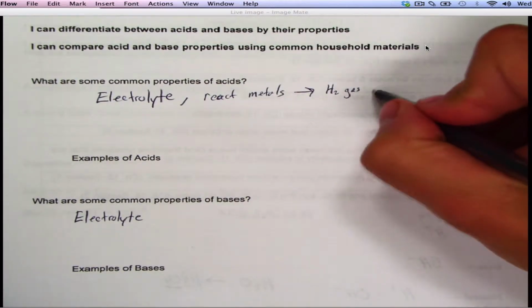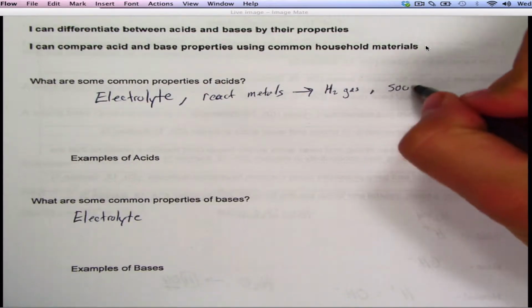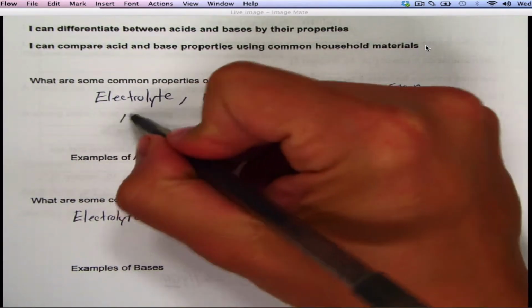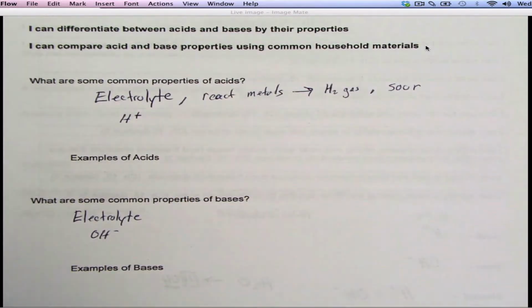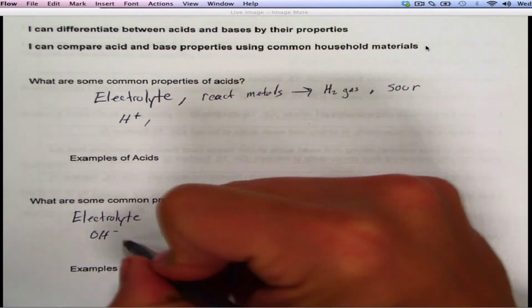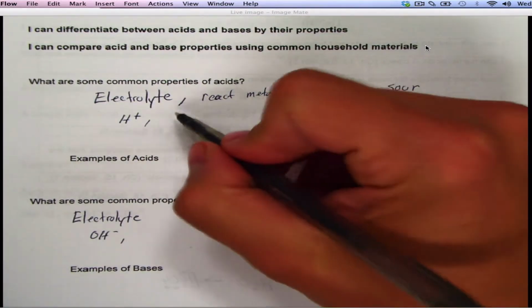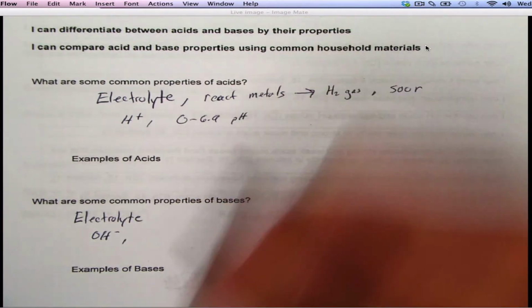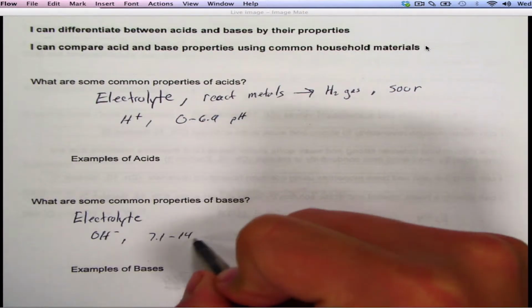What else do we know about them? Well, if you ever had candy like Sour Patch Kids, we know that they taste sour. And a couple other things: acids always have an H plus ion, whereas bases are going to have an OH minus. Acids are always going to be from 0 to 6.9 on the pH, and bases are going to be from 7.1 to 14 on the pH scale.